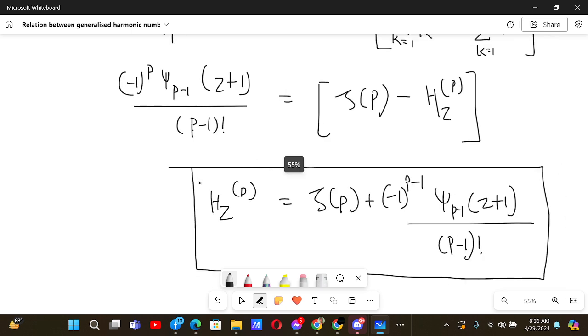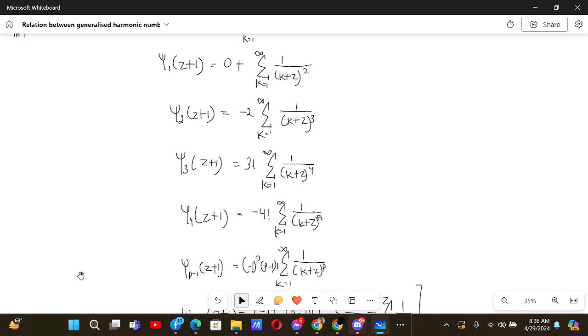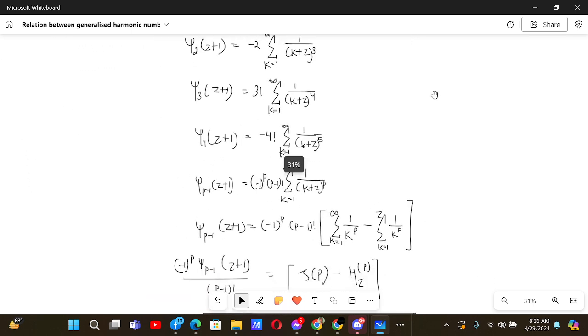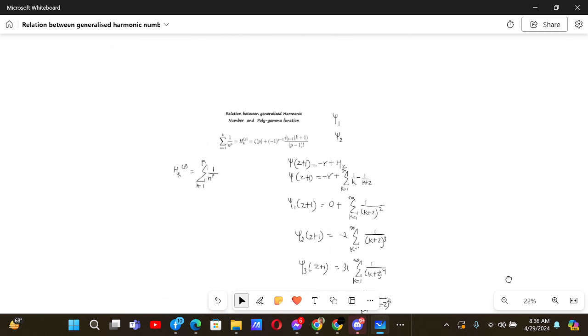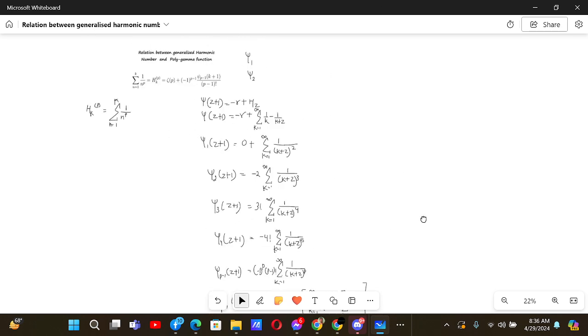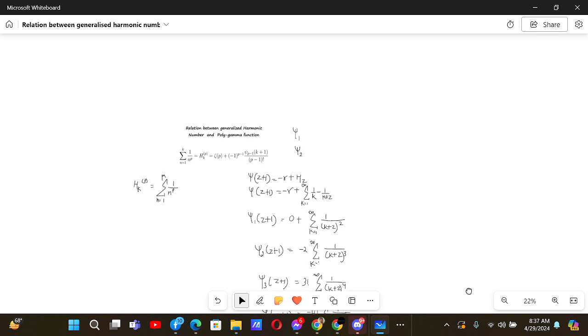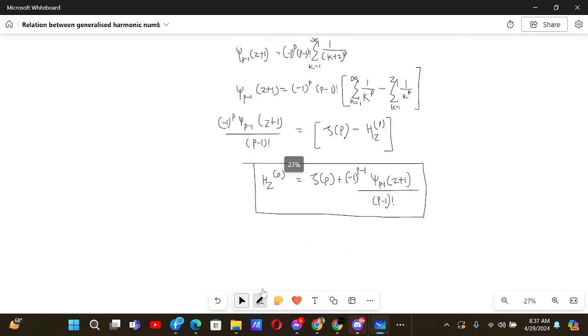Let's check if this relation is correct. If there was k, there would be k plus 1. And the kth harmonic number of order p is equal to zeta of p plus minus 1 to the power p minus 1 times polygamma p minus 1 at k plus 1, divided by p minus 1 factorial. That's the relation. Just to make a complete solution, we can write the harmonic number as the sum from n equals 1 to z of 1 by n to the power p. So that concludes the solution.